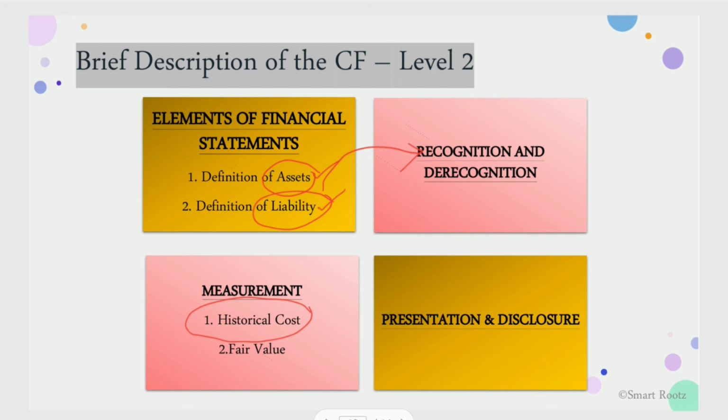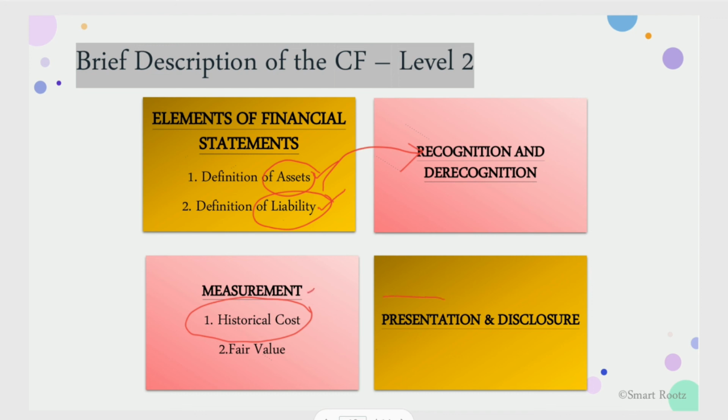So in case I measure the asset at historical value, that is the value that it was, say, 10 years ago, then what should be the subsequent impact? The value might decrease, the value might increase. Should I show it in my profit and loss account, or should I just ignore it? So all that depends upon what measurement basis you choose. So that detailed guideline is given in the conceptual framework.